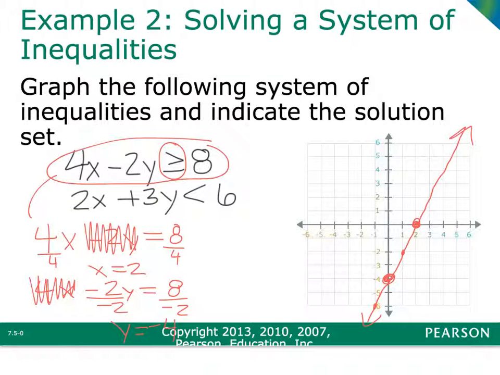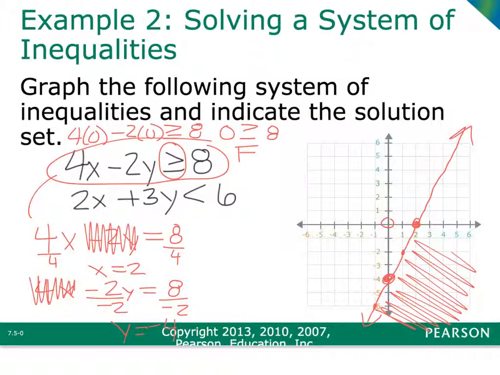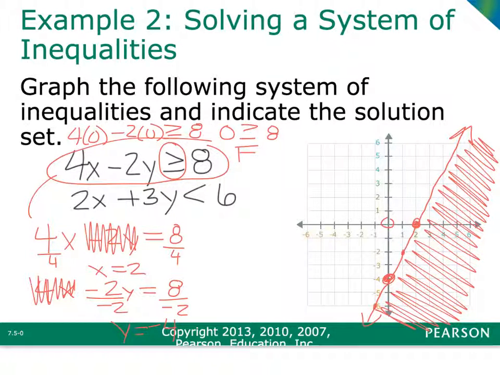And then you'll have to test a point. So let's test the point 0, 0. Is 4 times 0 minus 2 times 0 bigger than or equal to 8? Well, 4 times 0 is 0, and 2 times 0 is 0, so it's saying that 0 is bigger than 8. That's false, so you should shade the side of the line that the test point is not on. In this case, it's going to look like you're going to the underside of the line.